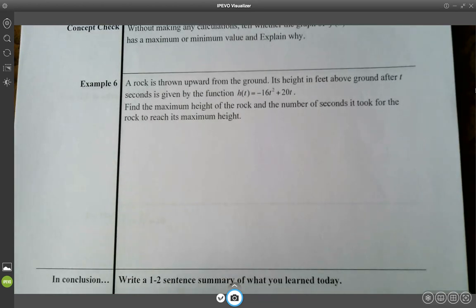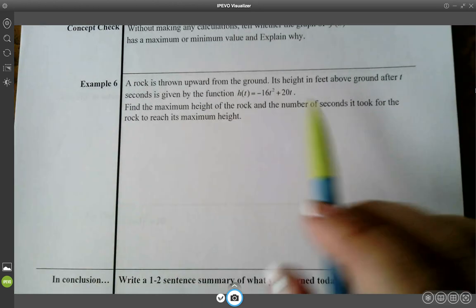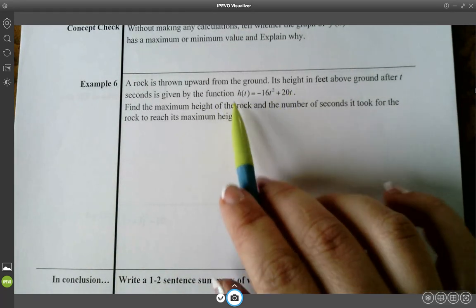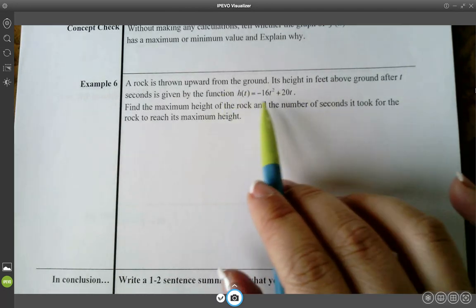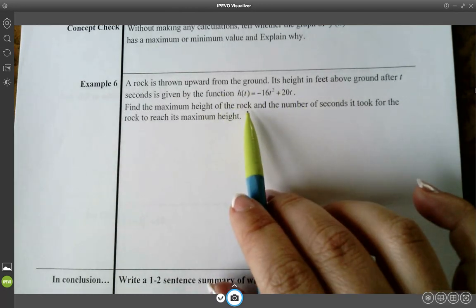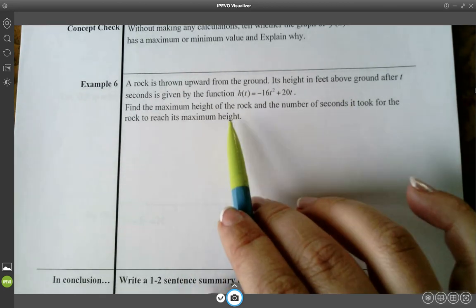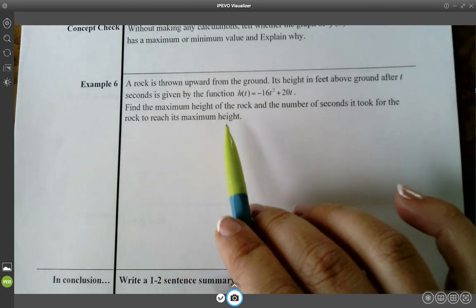Okay, so on example 6, we're looking to find the maximum height of a rock. So a rock is thrown upward from the ground. Its height in feet above the ground after t seconds is given by this function here. Find the maximum height of the rock and the number of seconds it took for the rock to reach its maximum height. So the first thing we want to do is kind of visualize what's happening.